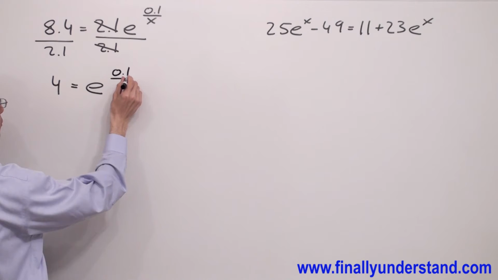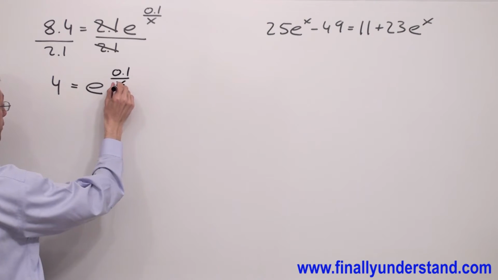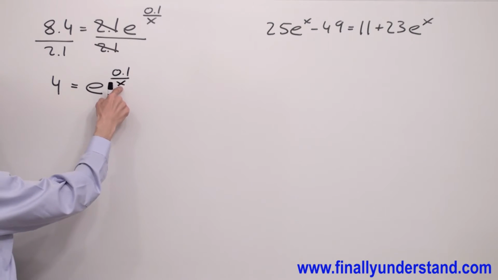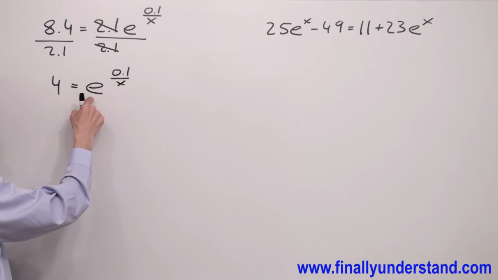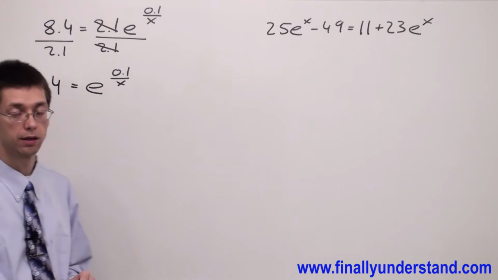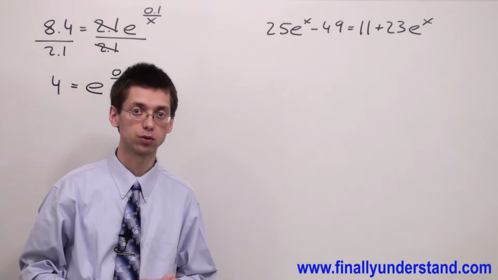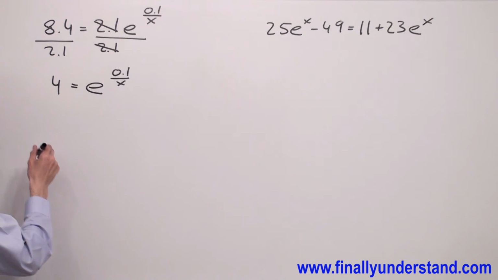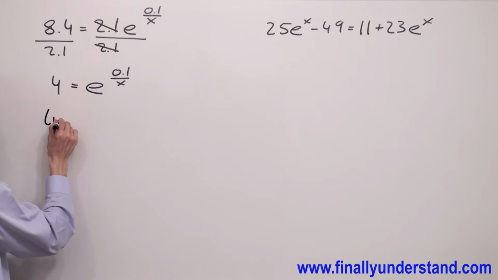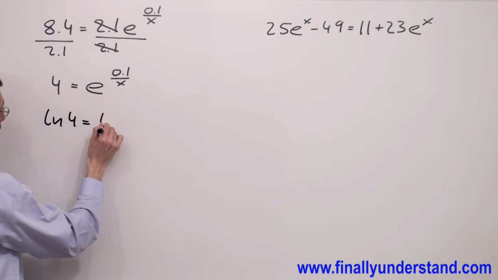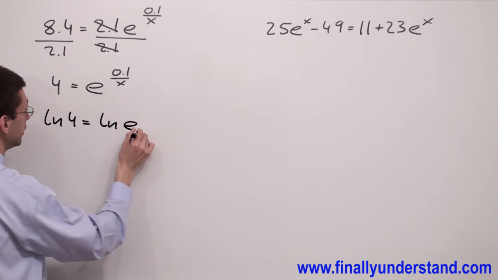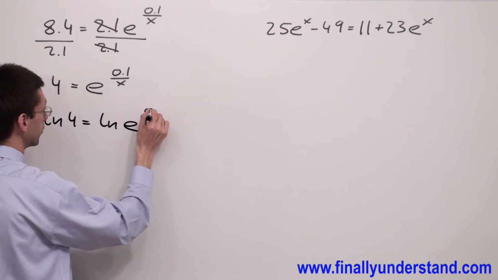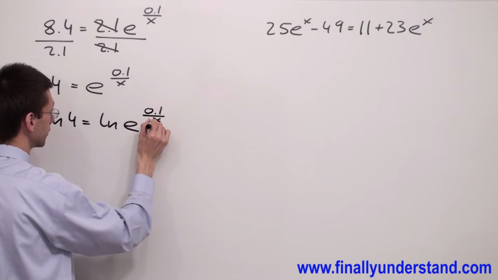0.1 over x. In order to find value of x, I have to eliminate e. In order to eliminate e, I'm supposed to apply the natural log to both sides of the equation. And I'm going to have ln 4 is equal ln e to power 0.1 over x.